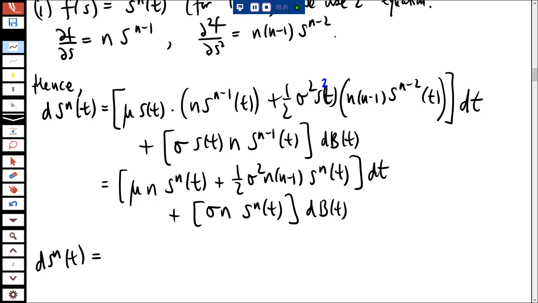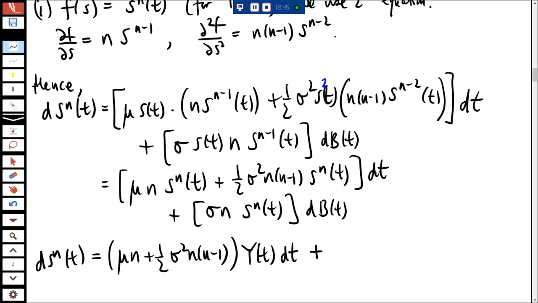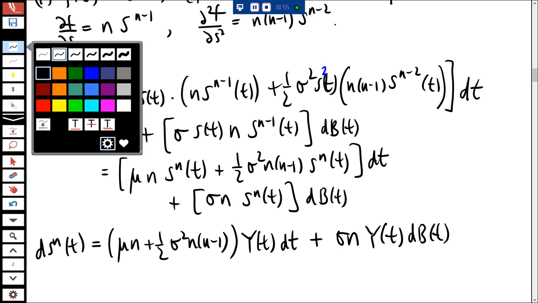We have shown that dy, which is d s to the n of t, is mu n plus 1/2 sigma squared n times n minus 1, and the s to the n is just y. So I can change the coefficient back. Plus sigma n y dB t. So there you go, that completes the answer.